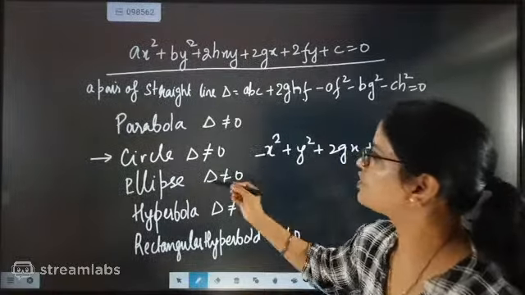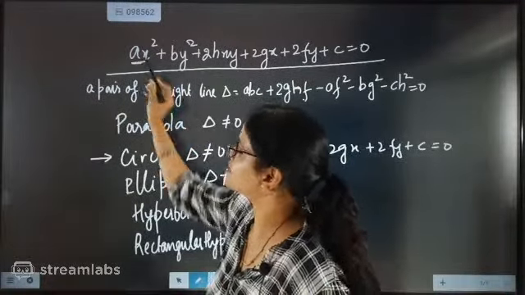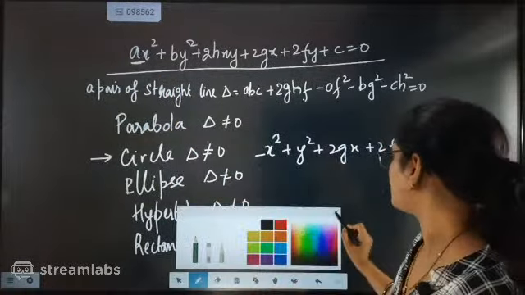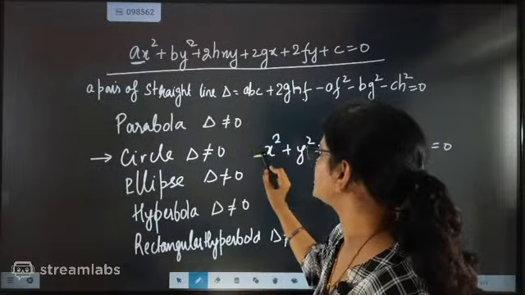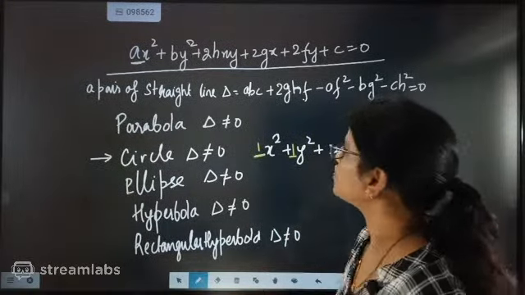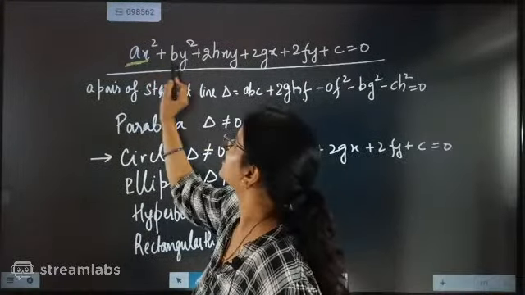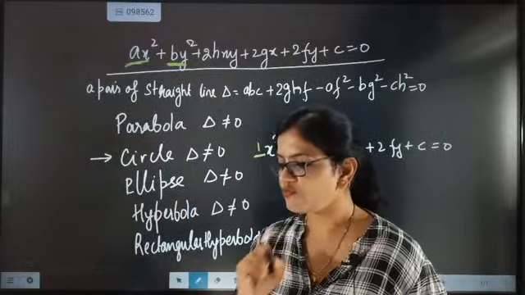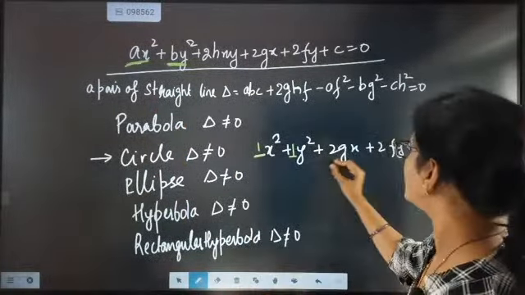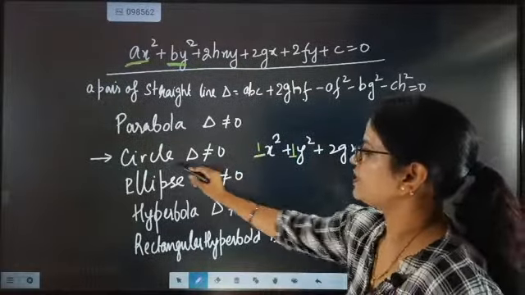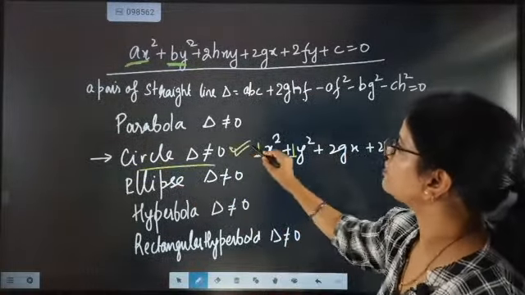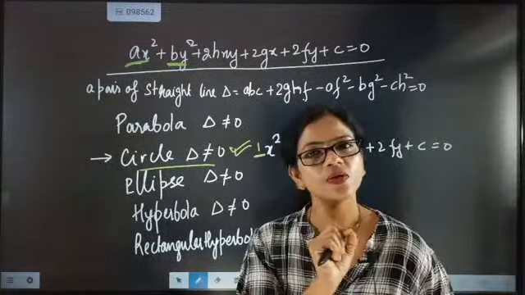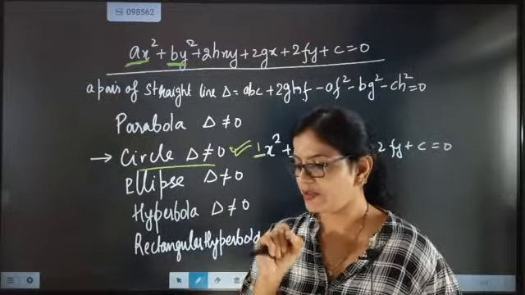What is the coefficient of x? Here the coefficient of x is a, and here the coefficient of y is b. In the circle equation, the coefficient of x square is 1 and the coefficient of y square is 1. That means one thing for sure, that a will be equal to b. For a circle, when delta is not equal to 0, one case will be there, and that is a equal to b.